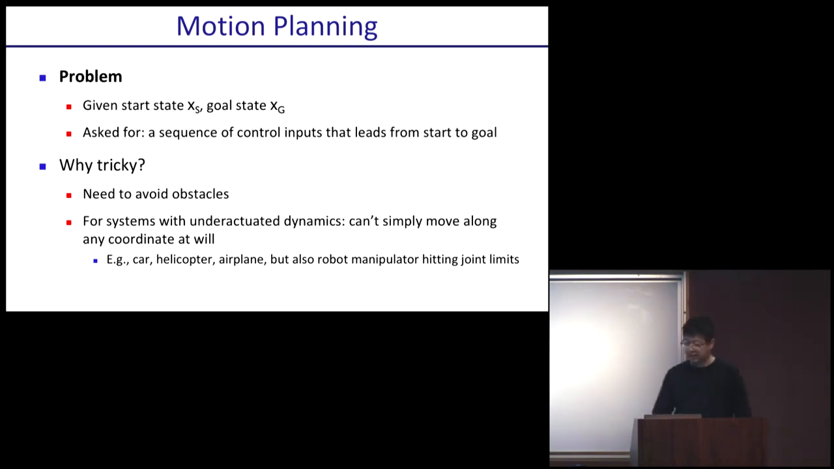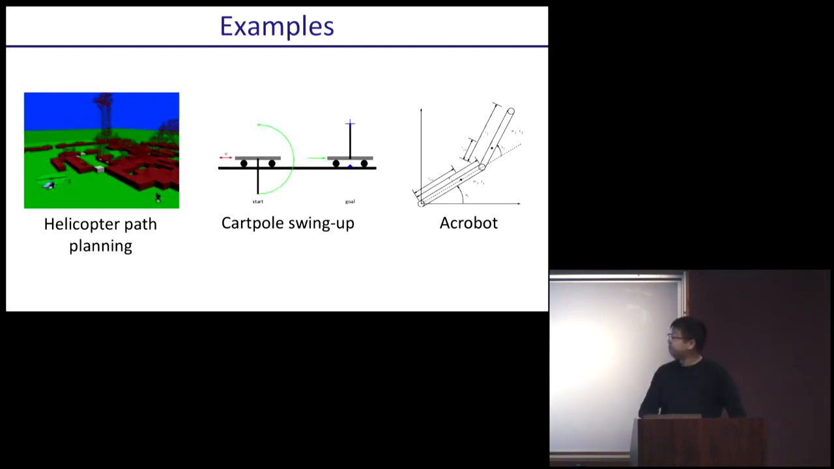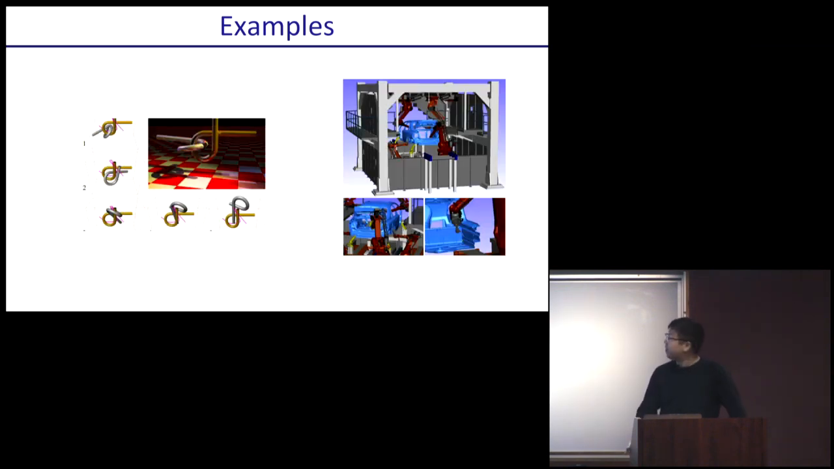So we will check a few examples. So this is helicopter path planning, cartpole swing up, and acrobot. If we look at them carefully, we will find they are constrained by some joint limits or some other constraints. So they are under-actuated systems. And also there are some more realistic examples, like in the industrial world, things like assembling a car. It can be another kind of motion planning problem we want to solve.